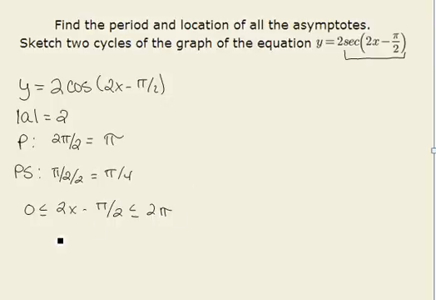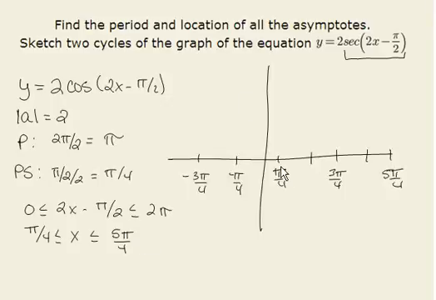If we add pi over 2 to both sides and then divide by 2, we would get the left side of the interval at pi over 4 and the right side of the interval at 5 pi over 4, giving us indeed an interval of 4 pi over 4, or pi units. We are now ready to sketch our axis.